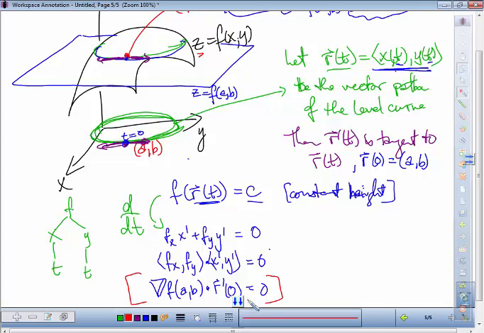Okay, close your eyes. Don't look at the board. A vector dotted with another vector is equal to 0. What do you think of? It's perpendicular. You can open your eyes now. Perpendicular.